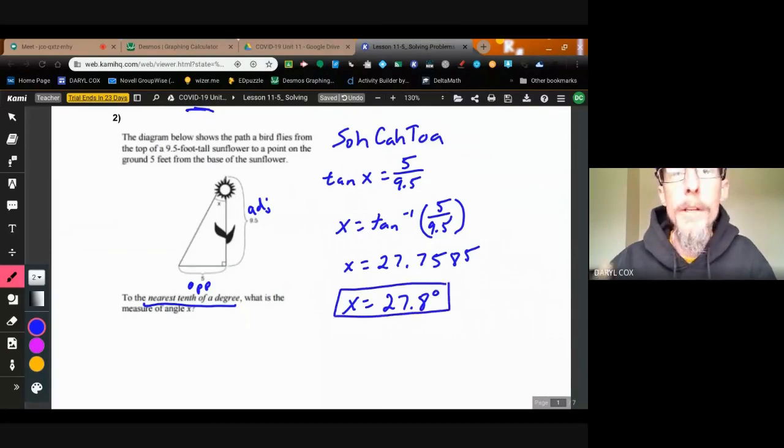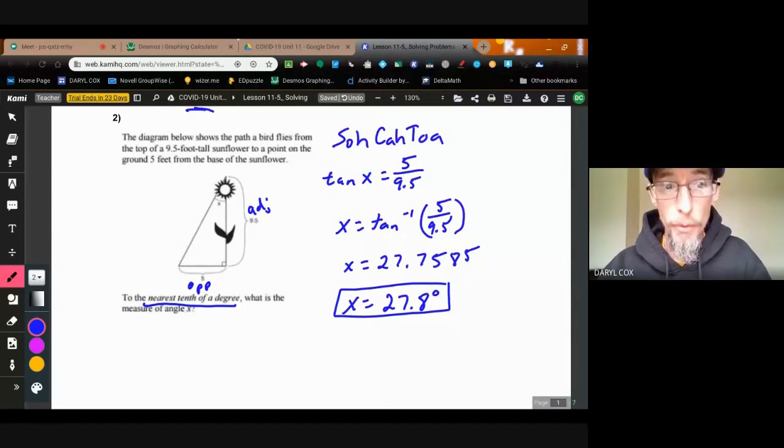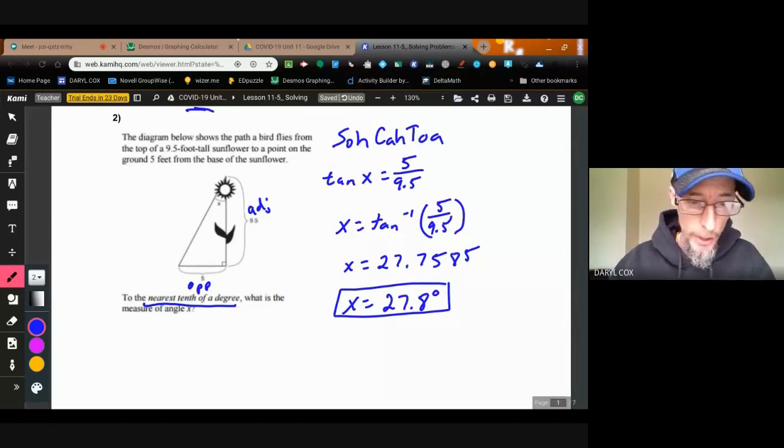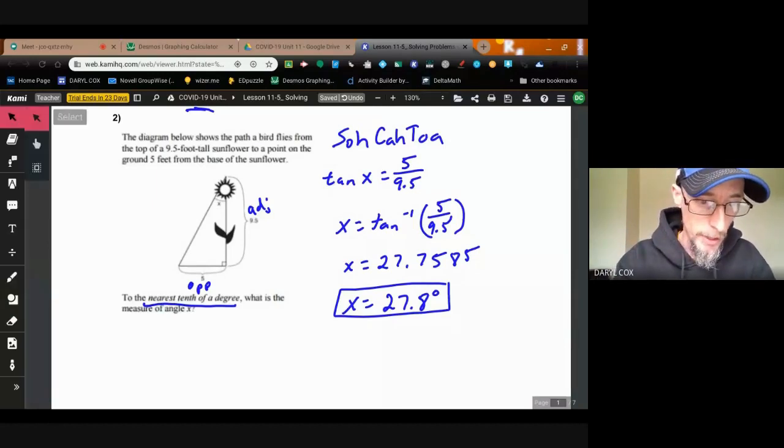Okay. Always follow your directions. If they don't tell us what to do, what we normally do, like for angles, we usually round to the nearest degree. And then for sides, we usually round to 4 decimal places. Okay. So there's that information.